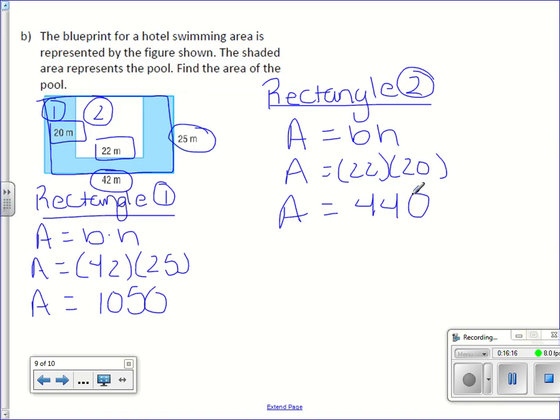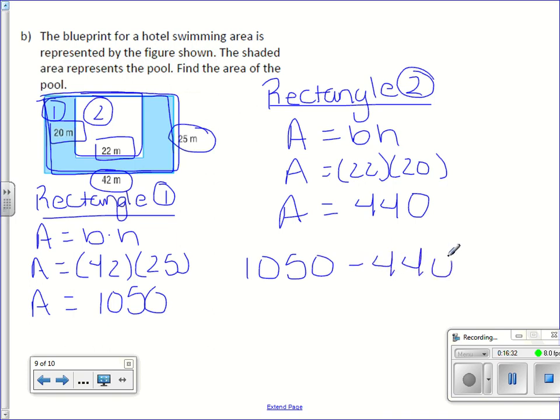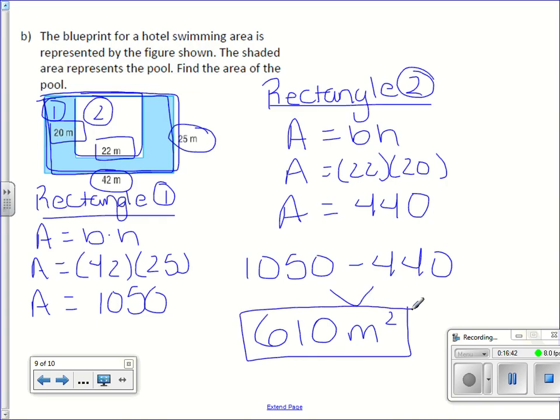So we have the areas of the two separate rectangles. Again, it looks like we have this big rectangle with this white rectangle cut out of it. So we would take the area of the bigger rectangle minus the area of the smaller rectangle, and we would get an area of 610 meters squared for just the blue region, or in this case, the swimming pool.